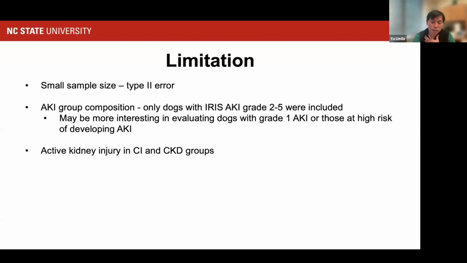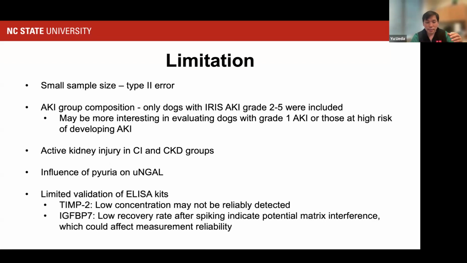And probably, if you're looking at these as stress markers in a clinical setting, they may be more interesting for evaluating dogs with grade 1 non-azotemic AKI, or those at high risk of developing AKI but with no AKI developed yet. So it's going to be interesting to have patients with IRIS AKI grade 1.